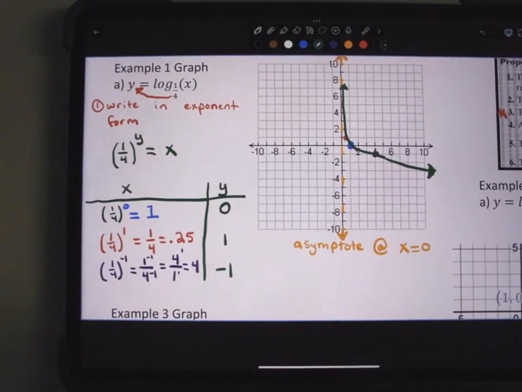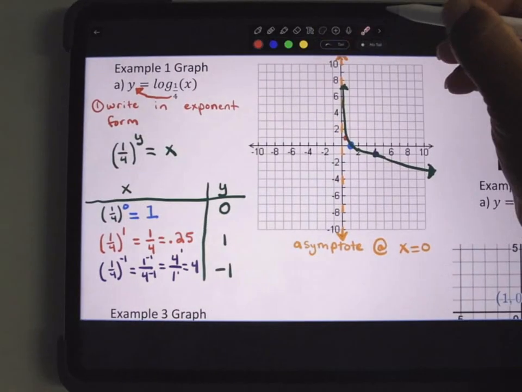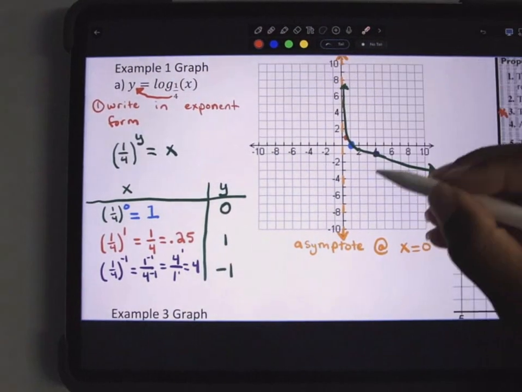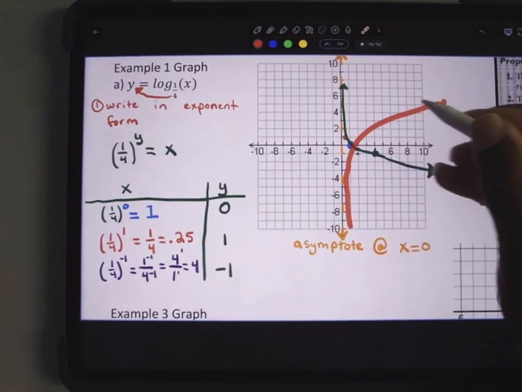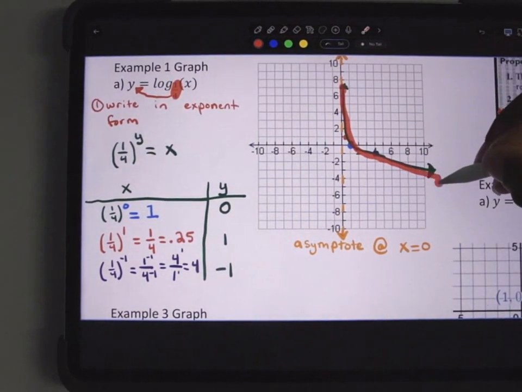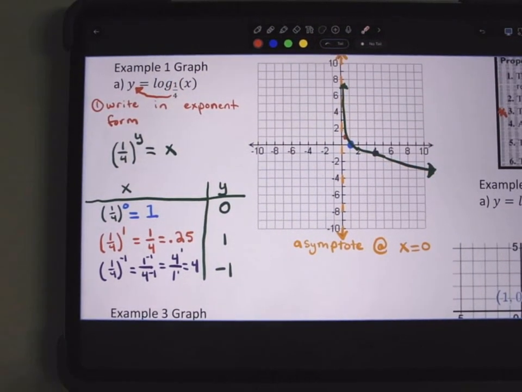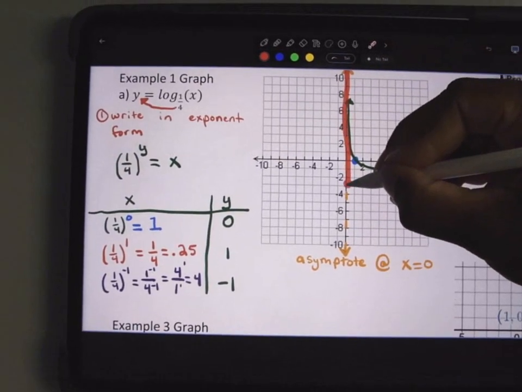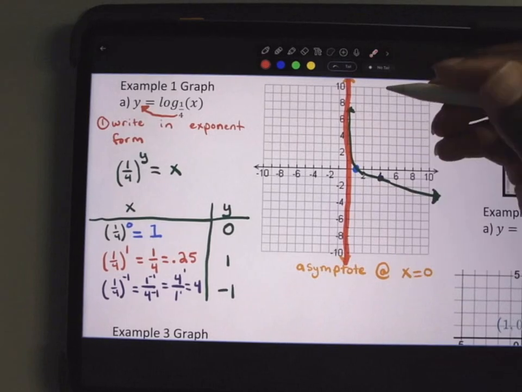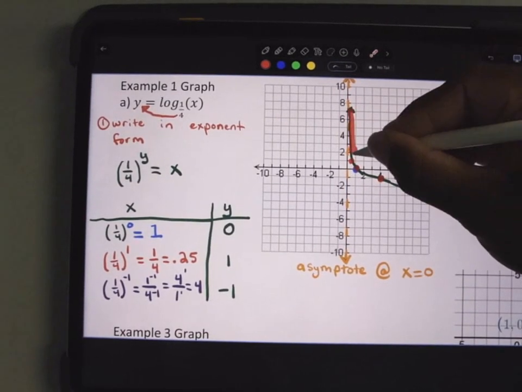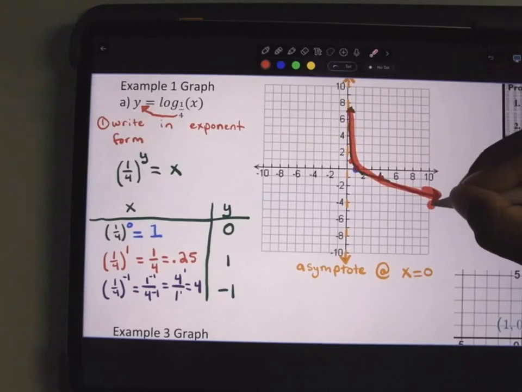So last time our base was bigger than 1, so the graph was like this. Since our base is less than 1, the graph changed the shape of it, just like with the exponential functions. Our graph won't cross this line where x equals 0. That's our asymptote. And with these graphs, all we need are like 2 or 3 points, and that should be enough to get a sketch of it.